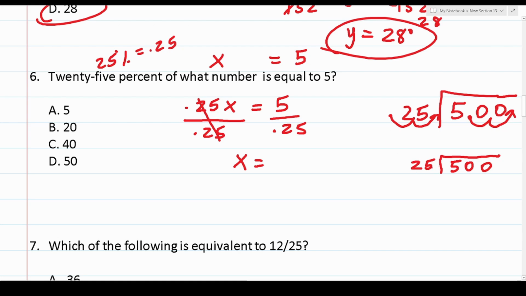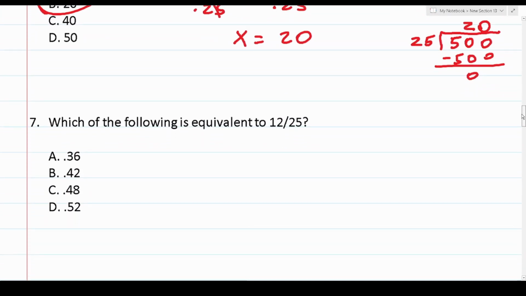So now this just says 500 divided by 25. This is actually pretty easy to do mentally. How many times does 25 go into 50? That's 2 times. Therefore, we can just bring up this 0. 25 times 20 will be 500 with no remainder. So x in this case is 20. In other words, 25% of 20 is equal to 5. Okay, so that's that one.